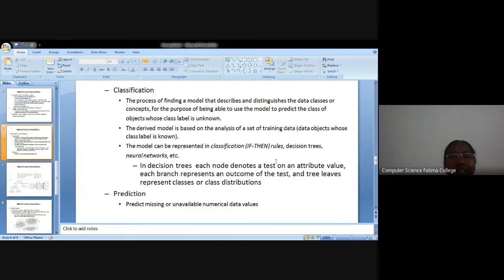Classification is mostly applicable to categorical data, not numerical data. But prediction is applicable only to numerical data; missing or unavailable numerical data can be predicted by using prediction.